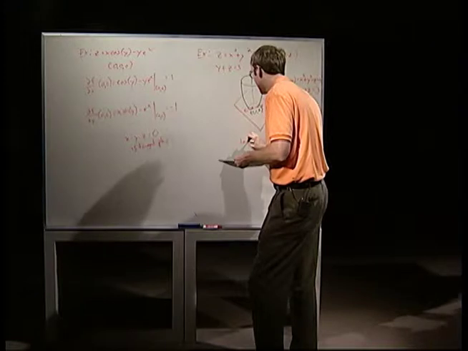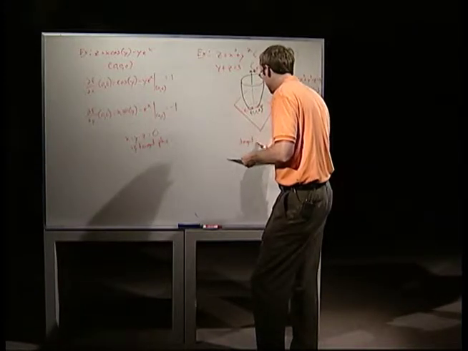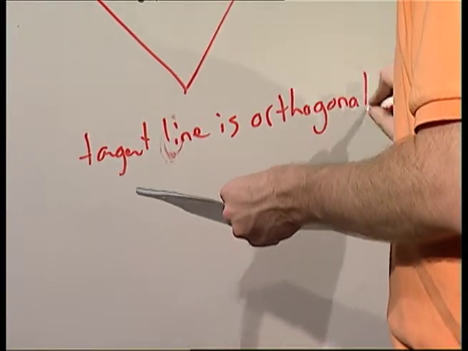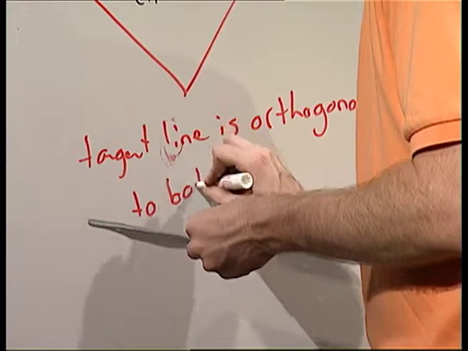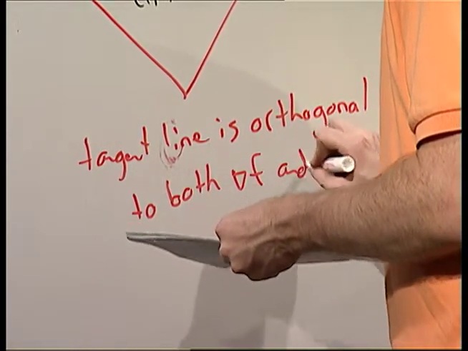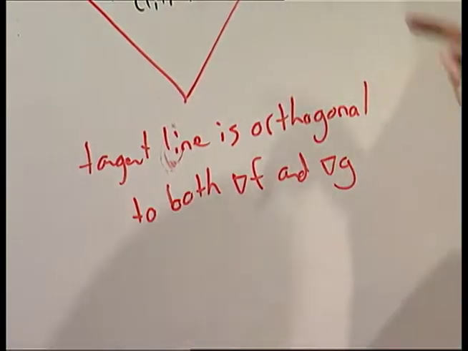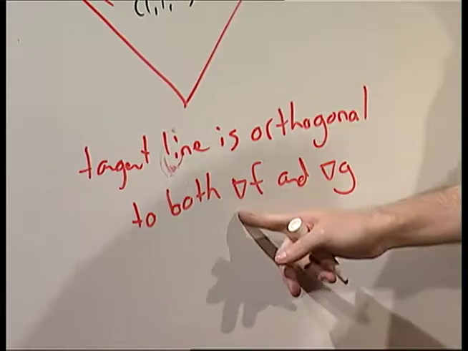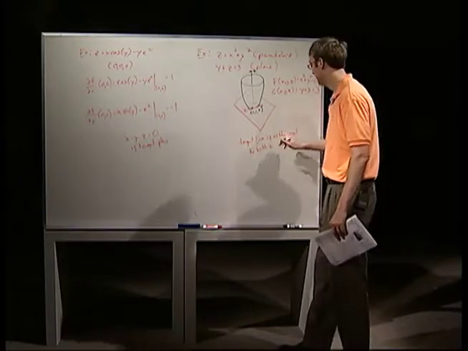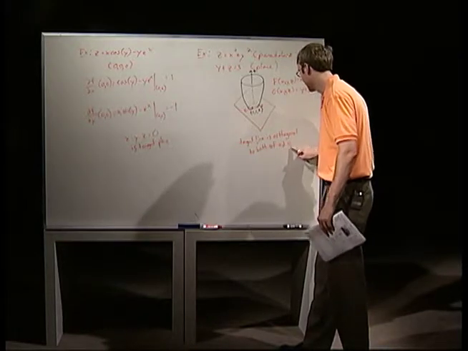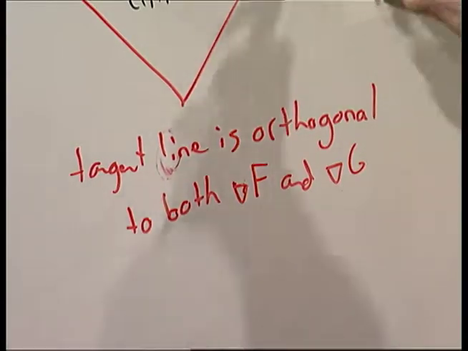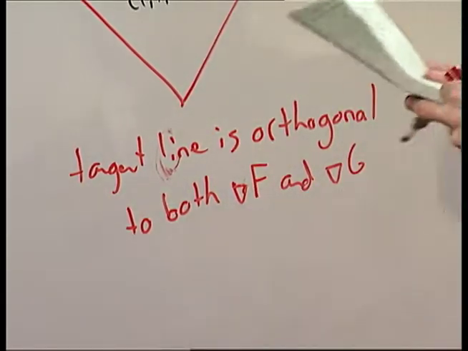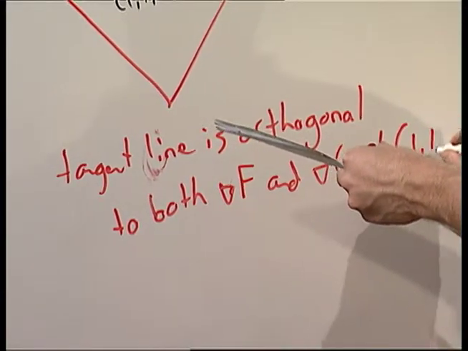So this tangent line is in both surfaces' tangent planes. Therefore, it's orthogonal to both surfaces' gradients, right? Because the gradients are all orthogonal to the tangent plane. If you're in this guy's tangent plane, you're orthogonal to this guy's gradient. I keep using little f when I want to say big F. If you're in this guy's tangent plane, you're orthogonal to his gradient, right? So you're orthogonal to both gradients at (1, 1, 2).